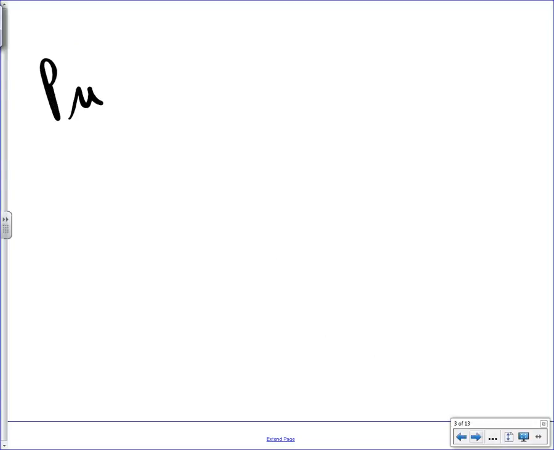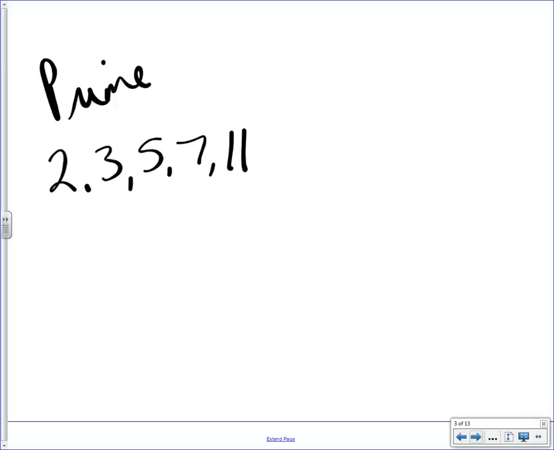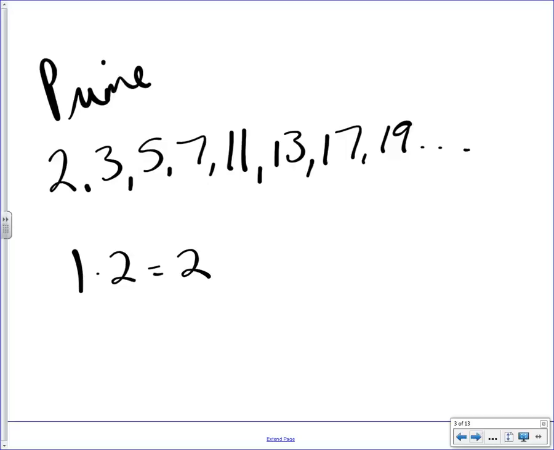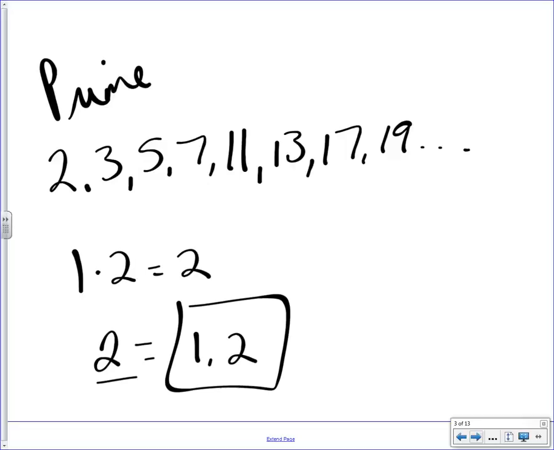So, some prime numbers. Prime numbers could be 2, 3, 5, 7, 11, 13, 17, and 19. There are plenty of others. But I want you to see, how did I get 2? Well, 1 times 2 is the only way that I got 2. So the factors of 2 are 1 and 2, because they both divide evenly into 2. If I was asking you to write all of the factors of 2, this would be my answer list. You list them in order from smallest to largest and separate them by a comma. Okay? So let's try 13.